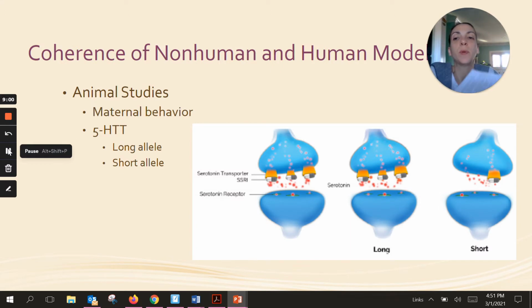Coherence of non-human and human models. So here we're going to talk about animal studies. Maternal behavior can affect change in response to stress in offspring, and it can change gene expression. So maternal behavior can either make the offspring, their babies, better able to cope with stress or less able to cope with stress. 5-HTT is a neurotransmitter transporter that fine-tunes transmission of serotonin by reuptaking it from synaptic clefts.